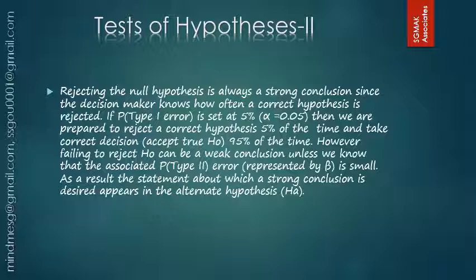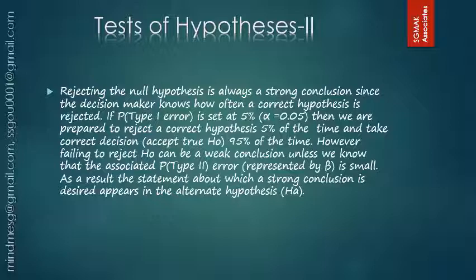Let's talk about test of hypothesis. Rejecting the null hypothesis is always a strong conclusion, since the decision maker knows how often a correct hypothesis is rejected. If we set up the probability of type 1 error, alpha, at 5%, then we are prepared to reject a correct hypothesis 5% of the time and take the correct decision, which is to accept a hypothesis that is true, 95% of the time. However, failing to reject the null hypothesis can be a weak conclusion unless we know that the associated probability of type 2 error, represented by beta, is small.